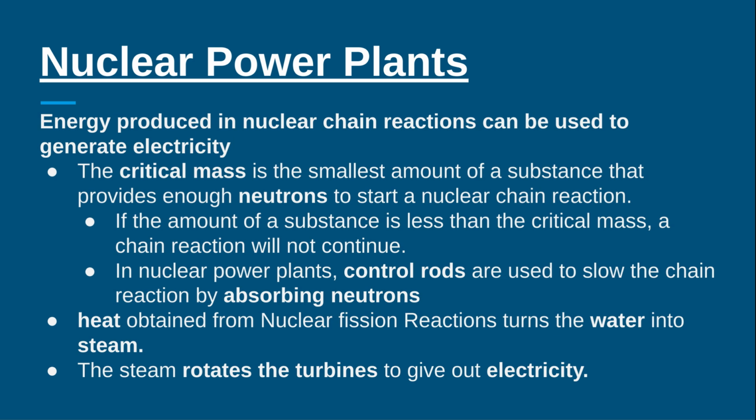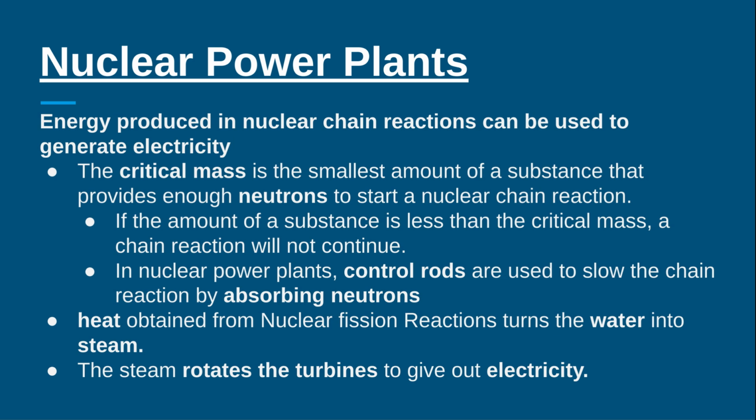This is important because this is applied in nuclear power plants. So energy produced in nuclear chain reactions can be used to generate electricity. What's really important is to understand the term critical mass. This is the smallest amount of that fissile substance, so of that uranium or plutonium, of that radioactive isotope that is going to be used, that is going to provide enough neutrons to start this chain reaction. If the amount of a substance is less than the critical mass, a chain reaction will not continue.